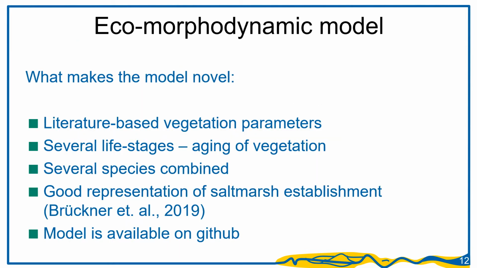So what makes this model special? Well, it's literature-based, as I already mentioned, which means that we do not need to calibrate the model to a certain area or model domain, but we can just couple the model to a hydromorphodynamic model and then see where the saltmarsh pattern evolves. We have different life stages that account for aging of the vegetation or for different succession stages. We can combine several species in the model.